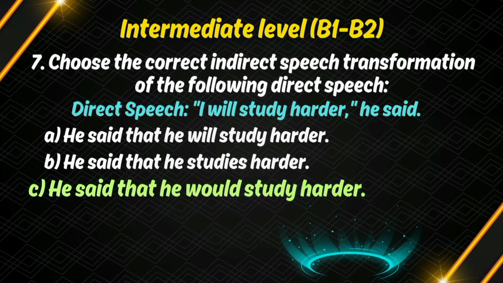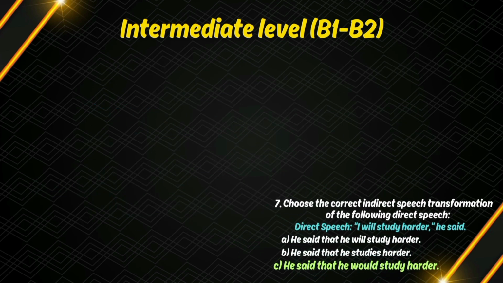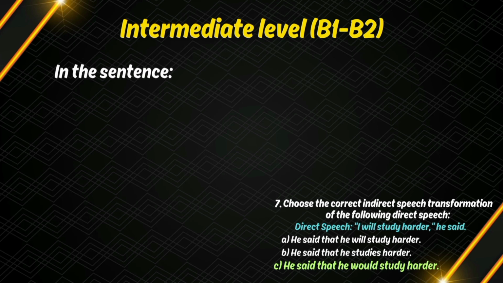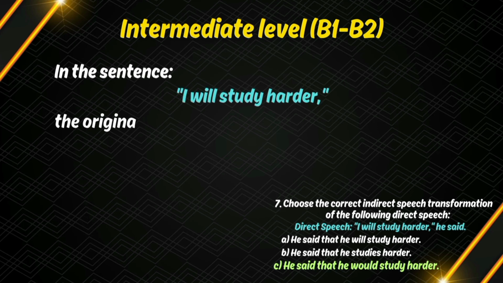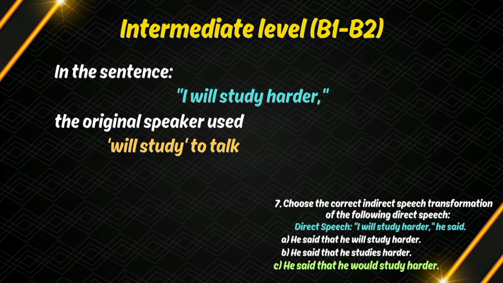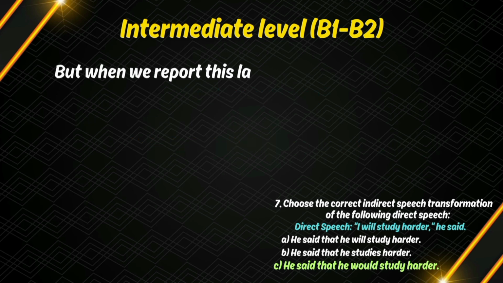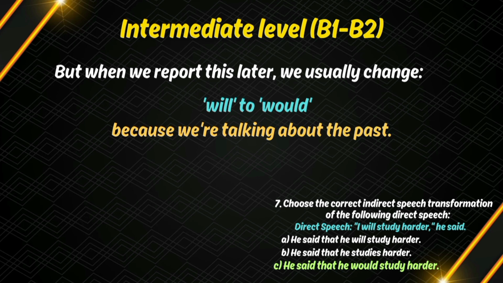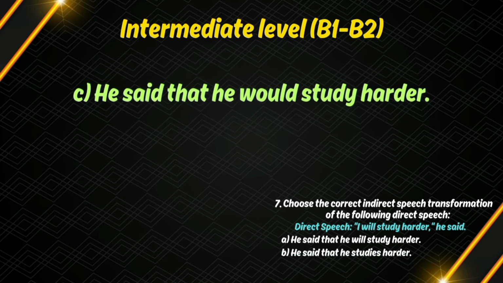The correct transformation is, he said that he would study harder. When we report what someone said before, we often change the tense of the verb. In the sentence, I will study harder, the original speaker used will study to talk about a future action. But when we report this later, we usually change will to would because we're talking about the past. So, the correct transformation is, he said that he would study harder. It means he talked about studying more in the past.